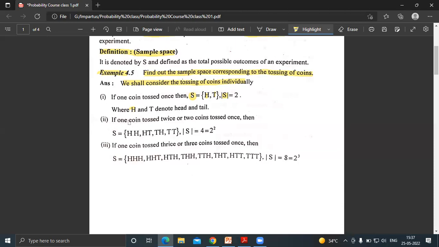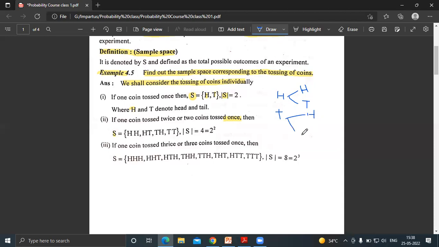Similarly, if one coin is tossed twice, or two coins are tossed once, then S equals HH, HT, TH or TT. So how will you find this? If we toss a coin, either H or T comes. Again, if we toss a coin, H has two options, either H or T. Similarly, T has two options, either H or T.